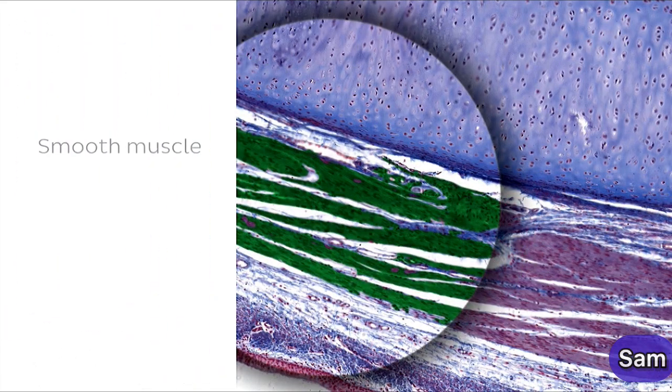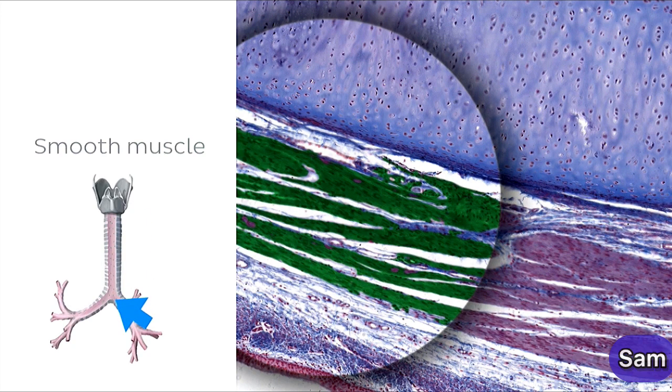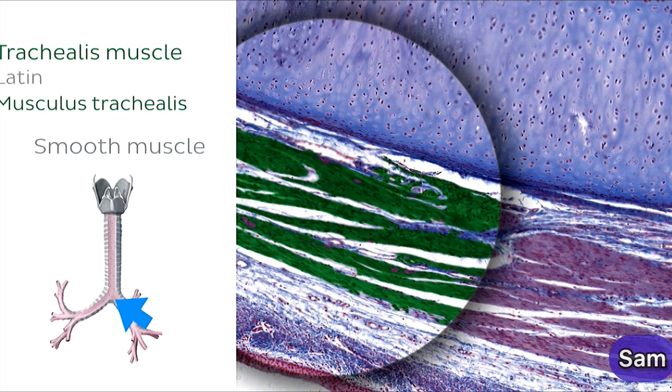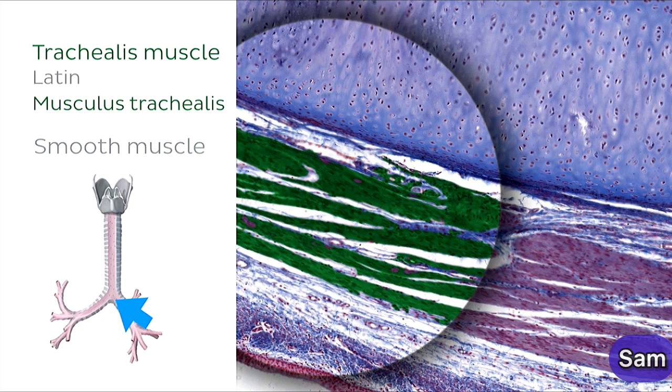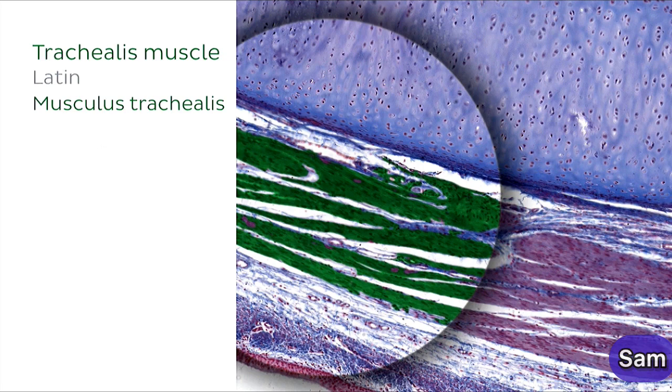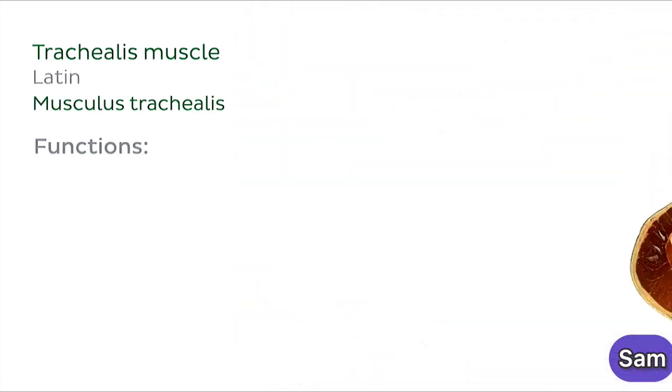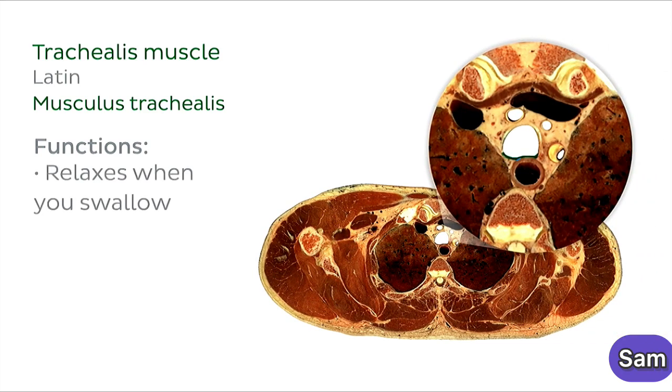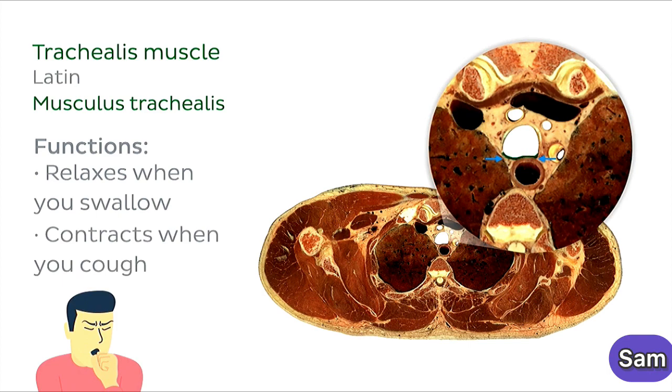A band of smooth muscle attached to the ends of the cartilage rings, seen here highlighted in green, completes the circle posteriorly to create the lumen of the trachea. This involuntary muscle is called the trachealis muscle. Besides closing the rings of the cartilage, the trachealis performs two very important functions for the trachea. First, it relaxes when you swallow something so that the bolus can pass behind the trachea without displacing it, as we can see on the cross-section. And second, the trachealis contracts when you cough to help propel air and particles superiorly.